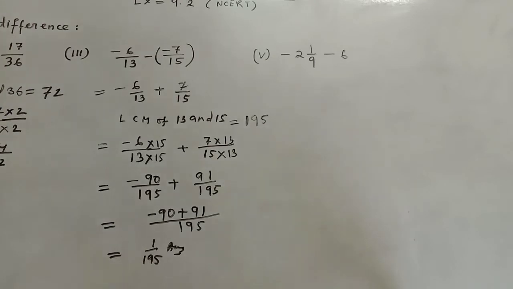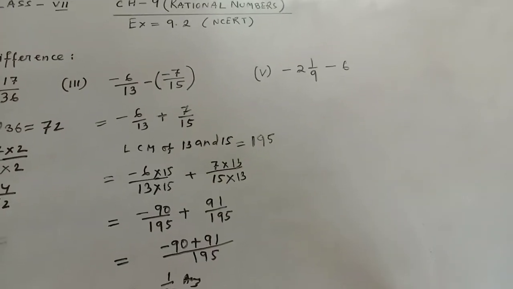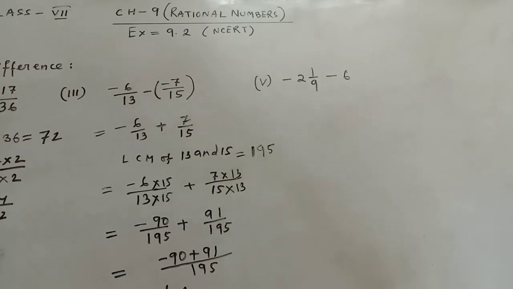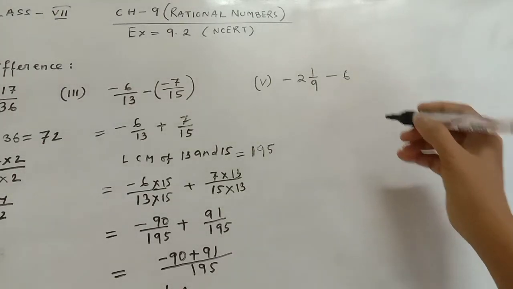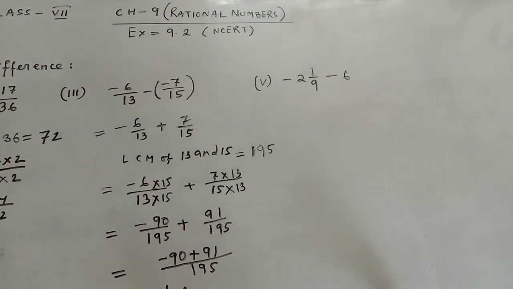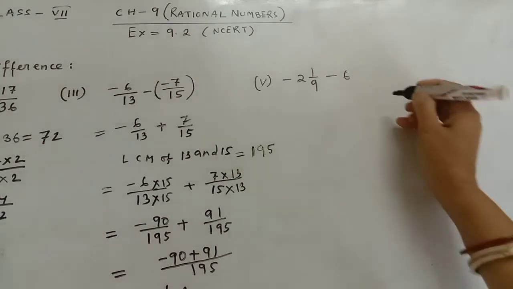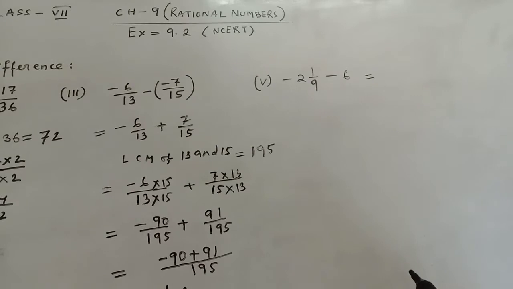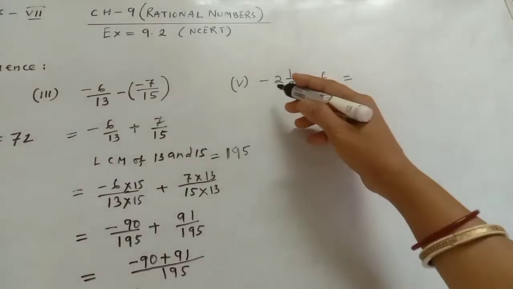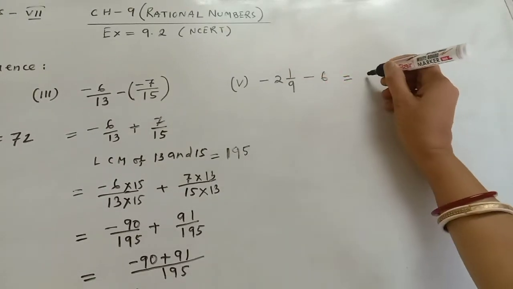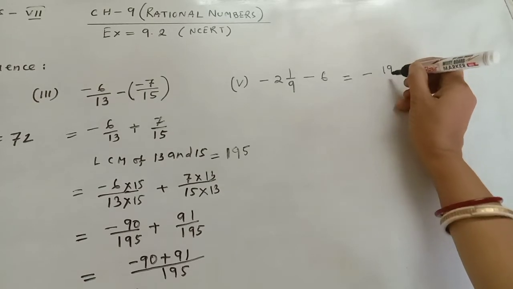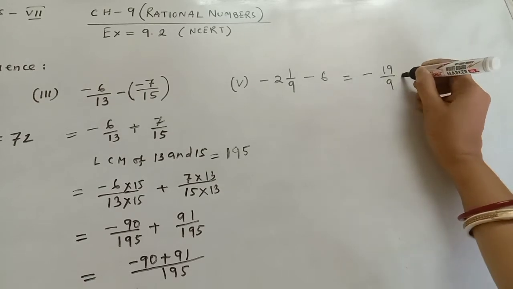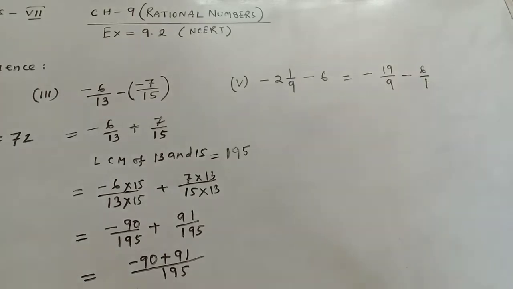Next one is question number 5, minus 2 1 by 9 minus 6. As you know that it is a rational number, 6 we can express in the form of 6 by 1. Can I start the sum from here? 2 9s are 18 plus 1 is 19, so minus 19 by 9 minus 6 by 1.